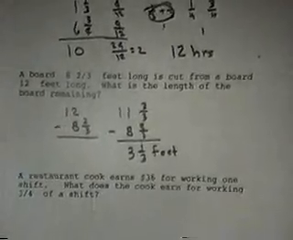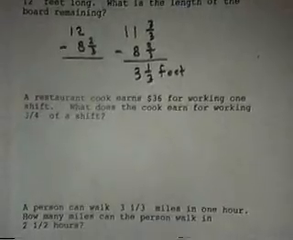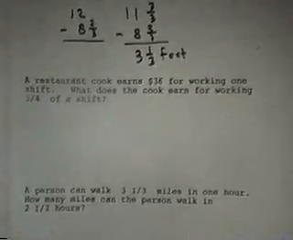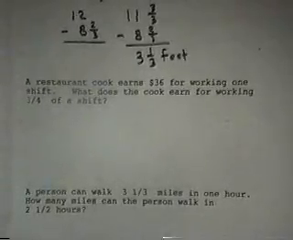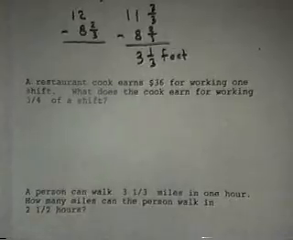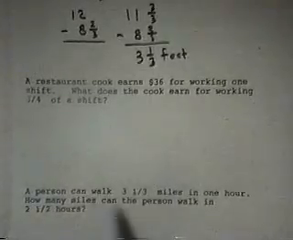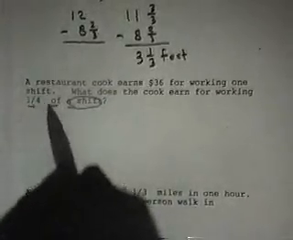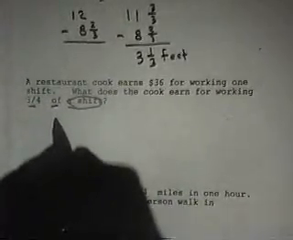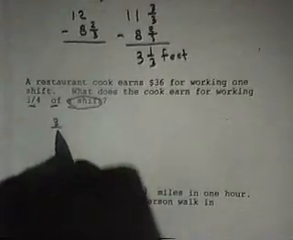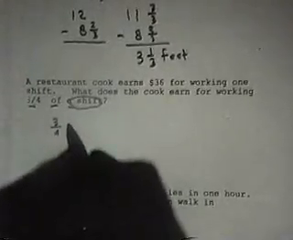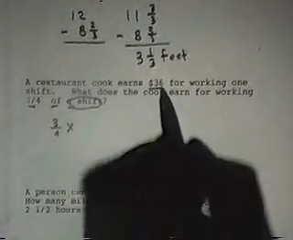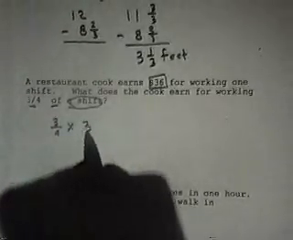All right, another example is the next one. It says a restaurant cook earns $36 for working 1 shift. What does the cook earn for working 3/4 of a shift? 3/4 of. Okay, that's this times that. The word of usually means, as you've learned in the other tapes, I'm sorry, the word of means multiplication. So it's 3/4 times the shift. Now, what is the shift? The shift is $36.